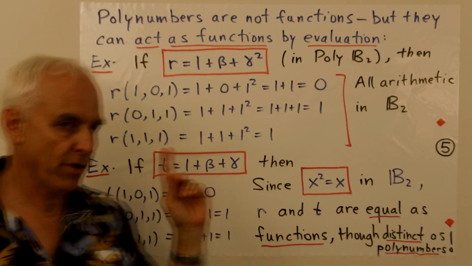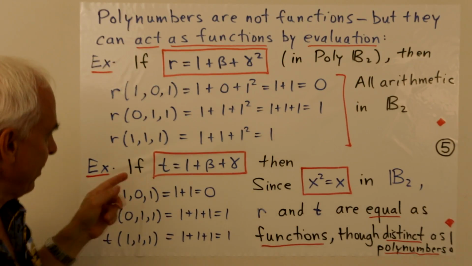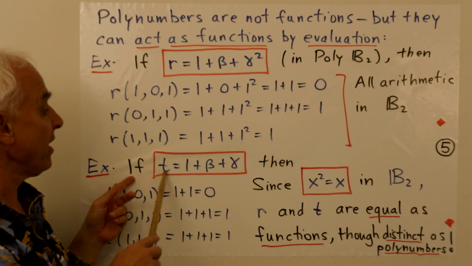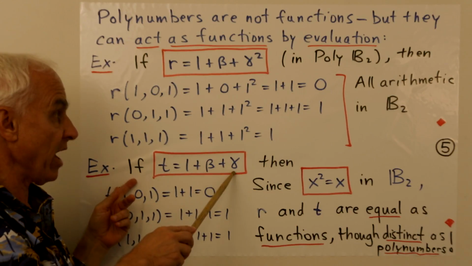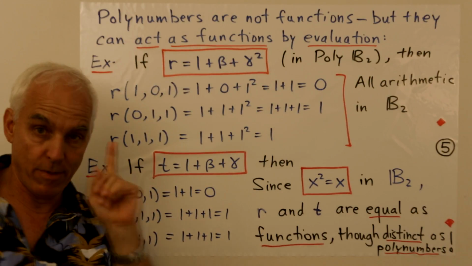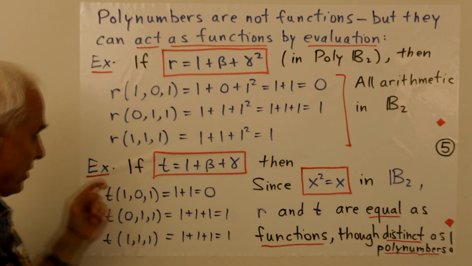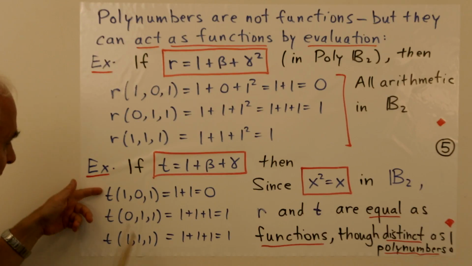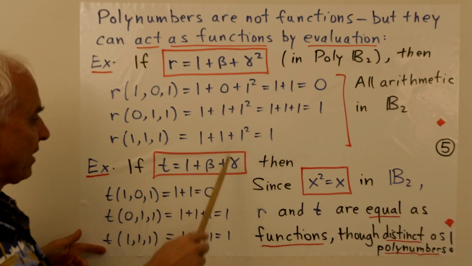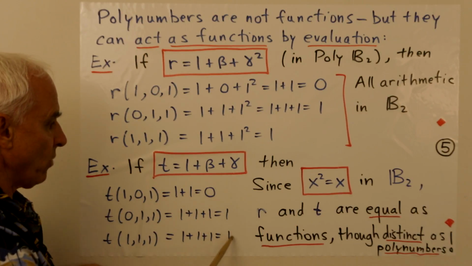And now consider this closely related but distinct polynumber. It's called t. It is 1 plus beta plus gamma. Almost the same, except that there's not a gamma squared, there's just a gamma. Okay, now it's immediate to see that this thing here will evaluate on these three things in exactly the same way. We're going to get 0, 1, and 1.